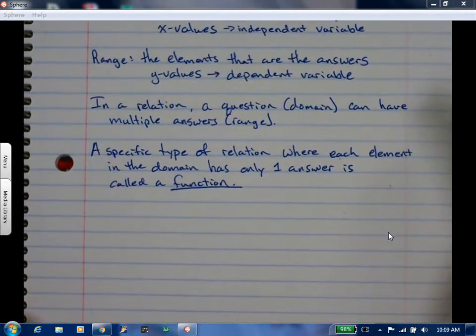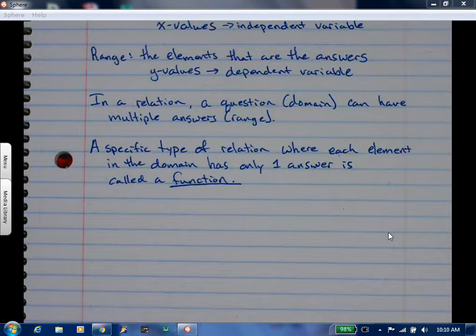How good are you with your shapes? You know what a quadrilateral is? A quadrilateral has how many sides? 4. Are there more specific shapes under the heading of quadrilateral? Quadrilateral is just 4 sides. What's an example of a more specific 4-sided shape? Square, rhombus, rectangle, trapezoid, parallelogram. A relationship is like that overall heading. Underneath relationship, you have a function. A function is a specific type of relationship, so it can only have one answer. If there are 2 answers to something, it is not considered a function.